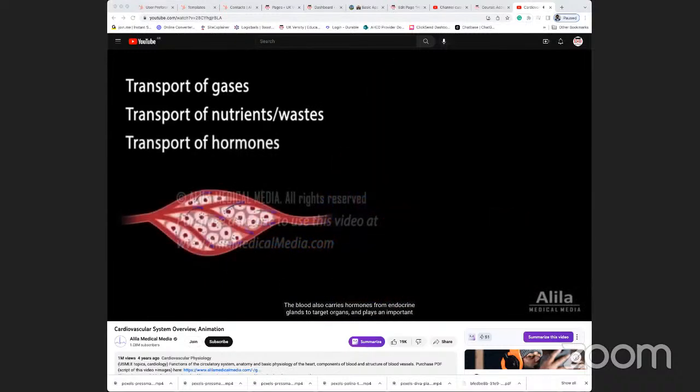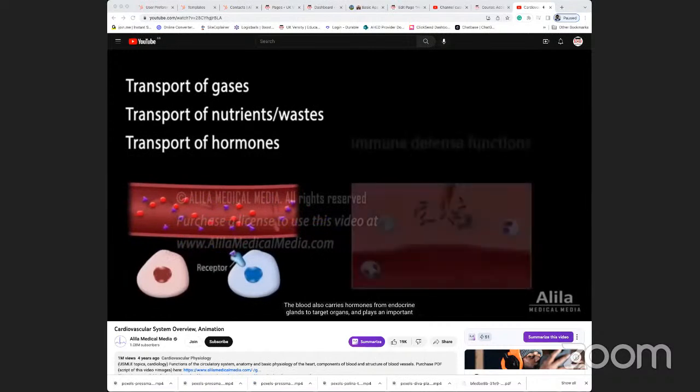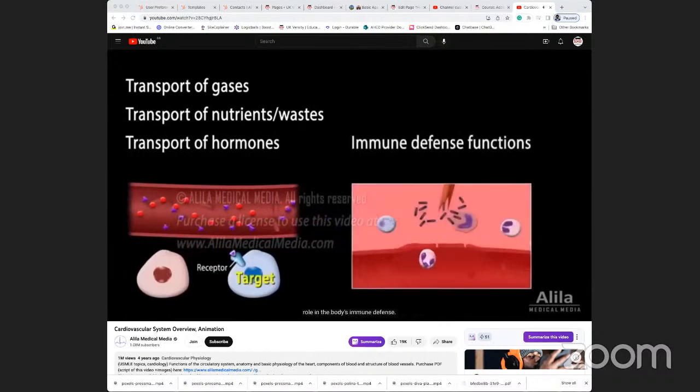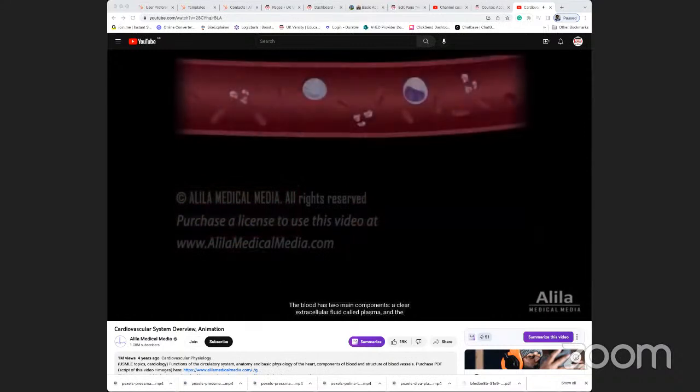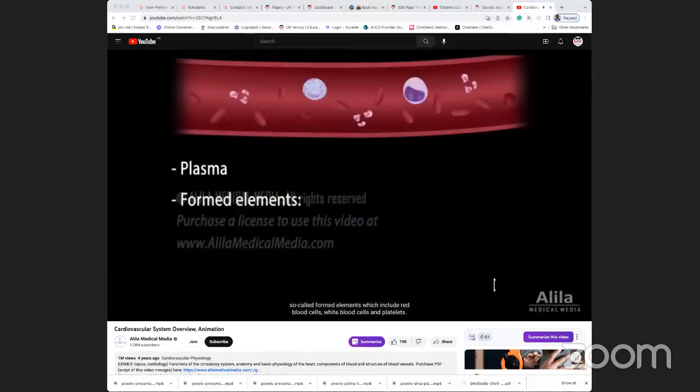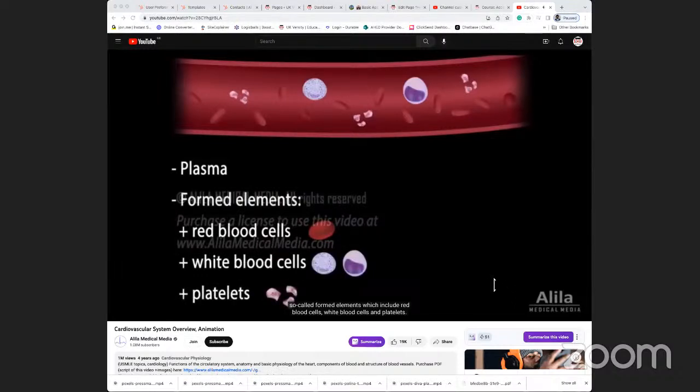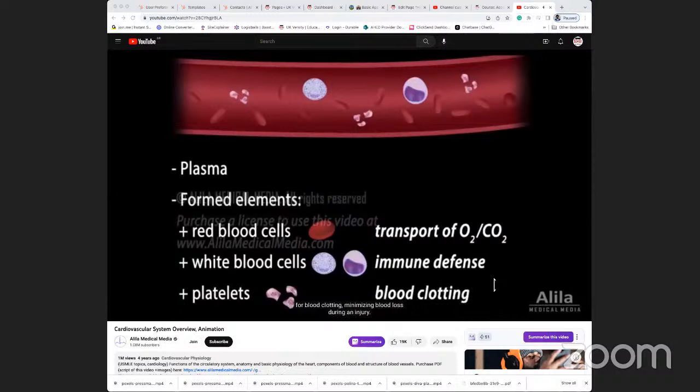The blood also carries hormones from endocrine glands to target organs and plays an important role in the body's immune defense. The blood has two main components, a clear extracellular fluid called plasma, and the so-called formed elements, which include red blood cells, white blood cells, and platelets. Red blood cells transport oxygen and carbon dioxide. White blood cells participate in various defense mechanisms against invading organisms, while the platelets are responsible for blood clotting, minimizing blood loss during an injury.